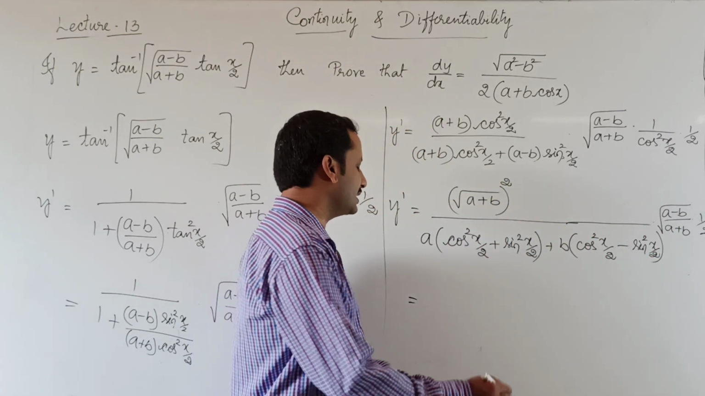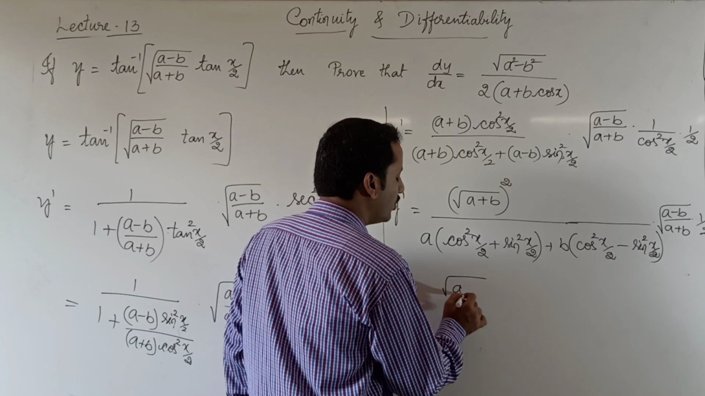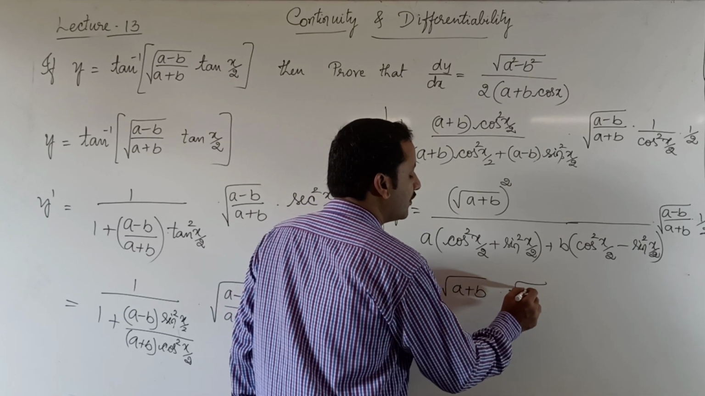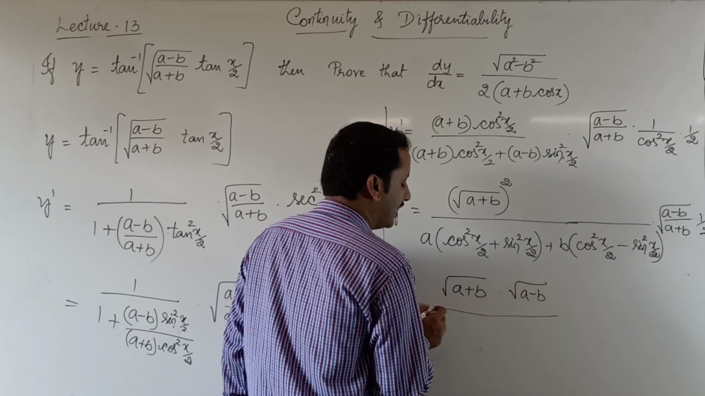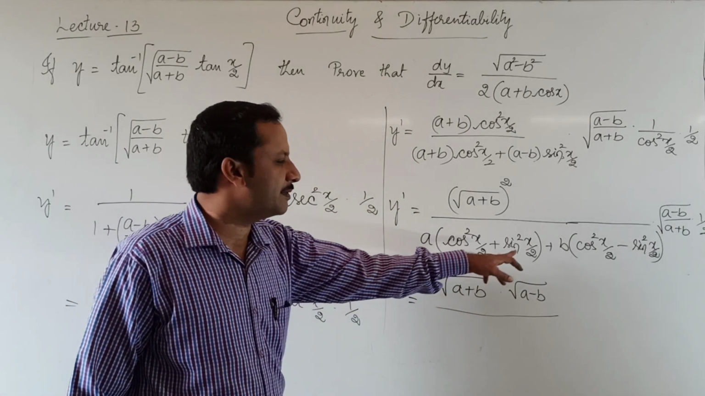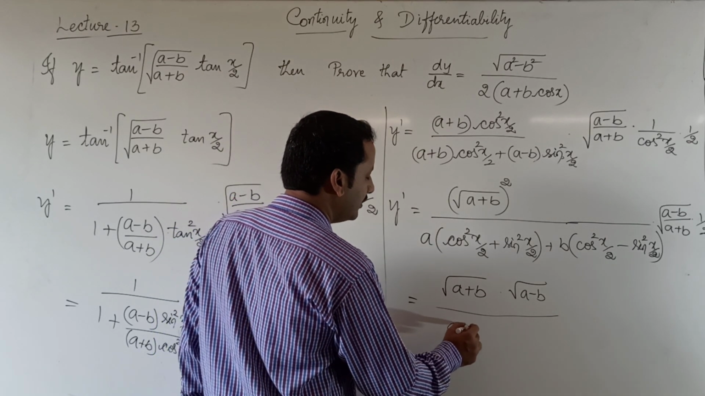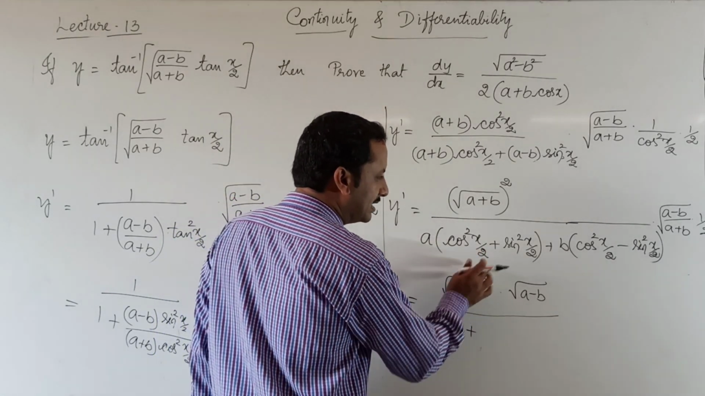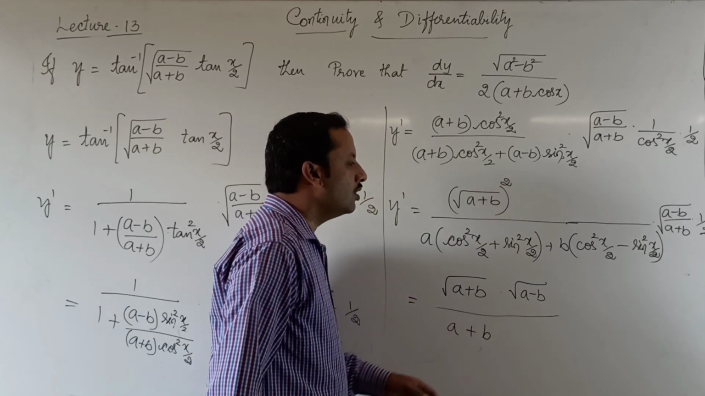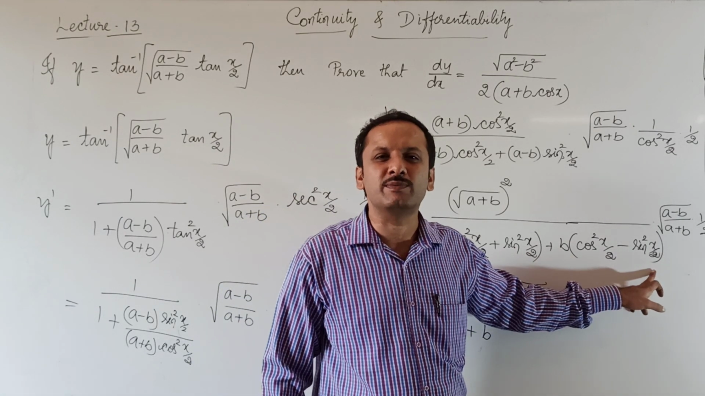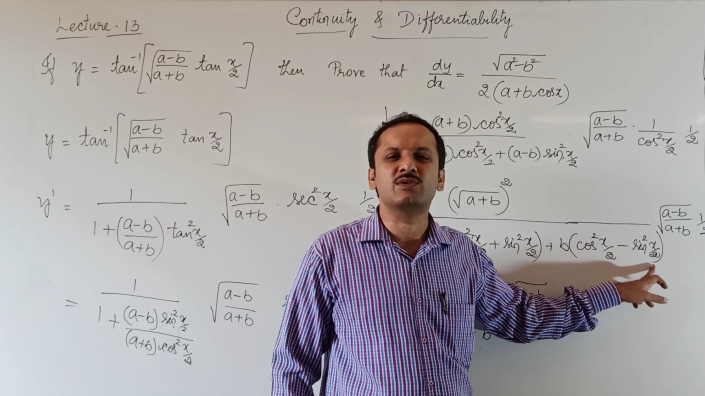So one of those gets cancelled. You will have root of a plus b into root of a minus b remaining, divided by, here cos square x by 2 plus sin square x by 2, that is 1, a plus a into 1 is a plus b into cos square x by 2 minus sin square x by 2.